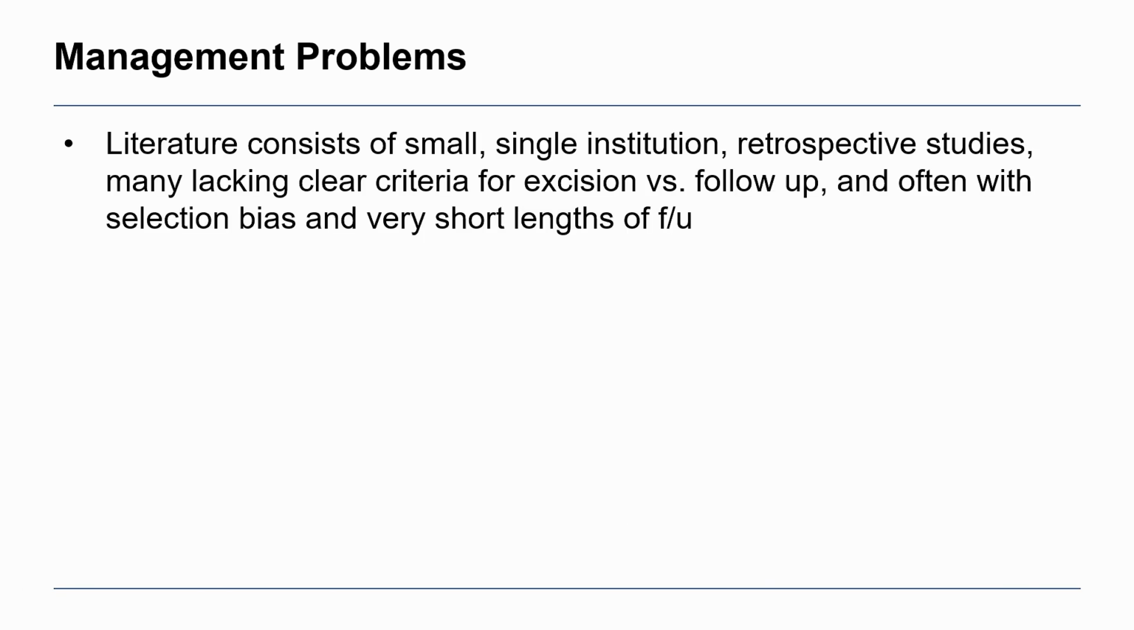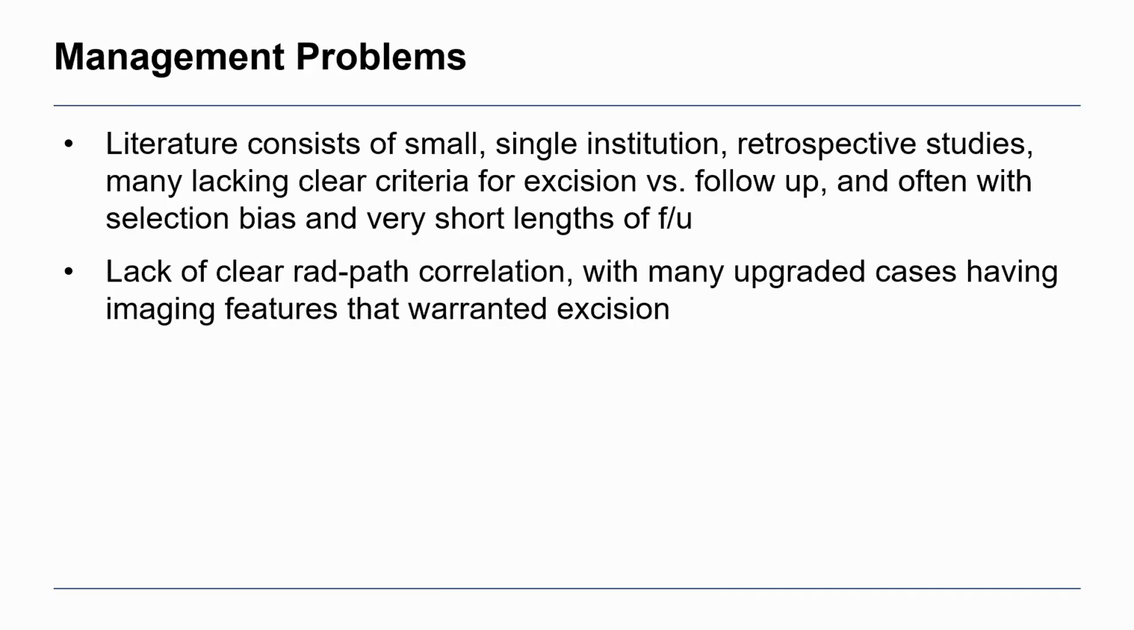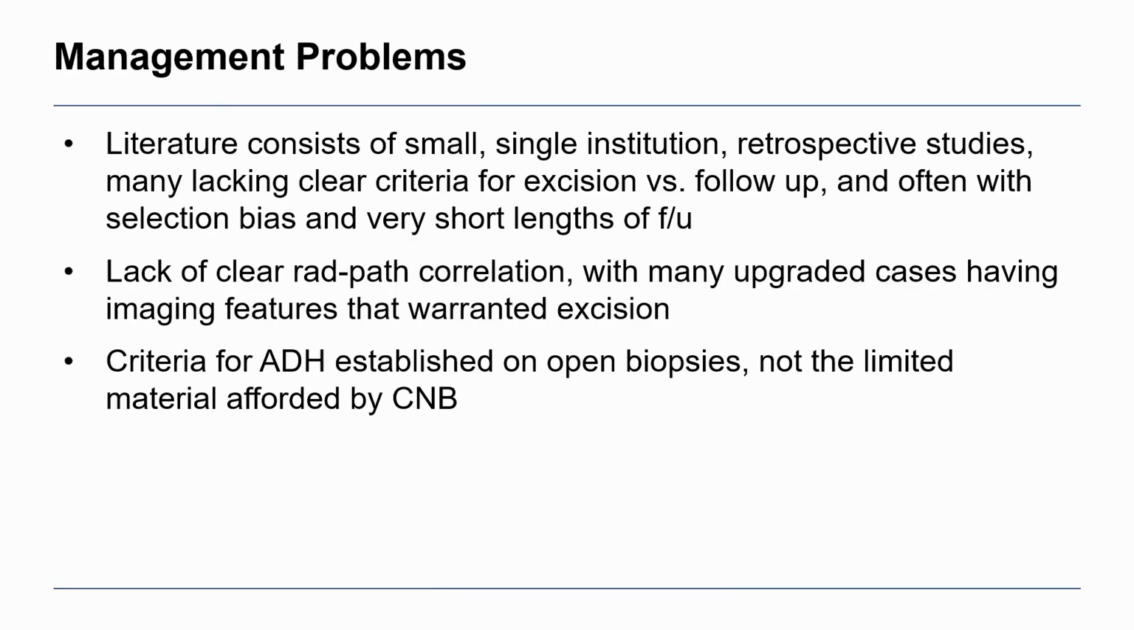As far as management problems, the literature consists of small, single institution, often retrospective studies, many lacking clear criteria for which patients underwent excision versus follow-up, and often with selection bias and very short lengths of follow-up. There's often a lack of clear radiology pathology correlation, with many of the upgraded cases having imaging features that warranted excision in the first place. As well, we need to remember that the criteria for atypical ductal hyperplasia were established on open biopsies and not the limited material afforded by core needle biopsy.